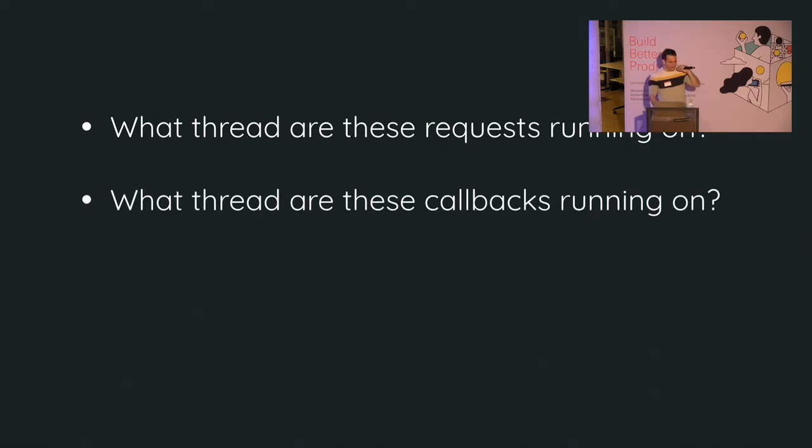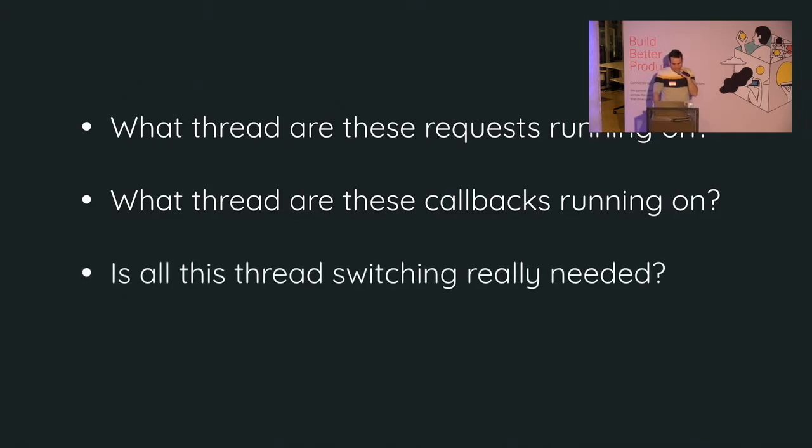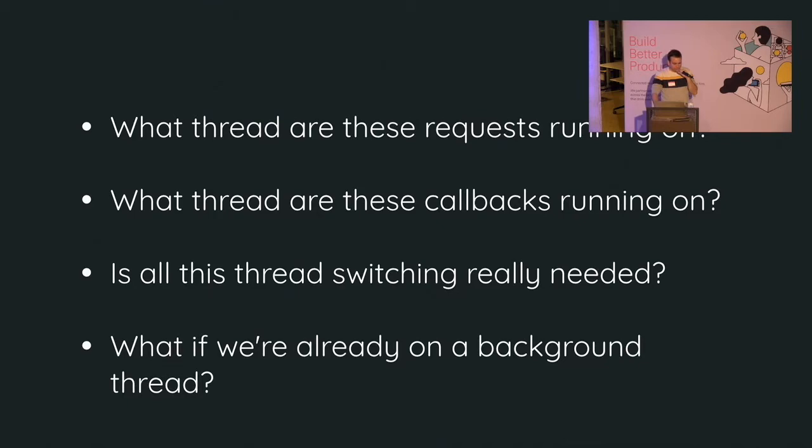What thread are these callbacks running on? So you call something asynchronous, you get a callback called, and you don't know what thread that callback is being delivered on. It might be the main thread, it might be a worker thread. You might have to switch to the main thread using some sort of runOnUiThread, like I showed in the second slide. Is all this thread switching really needed? Do we actually need multiple threads and switching from one thread to another to accomplish something that could be simpler? And what if I'm already on a background thread?